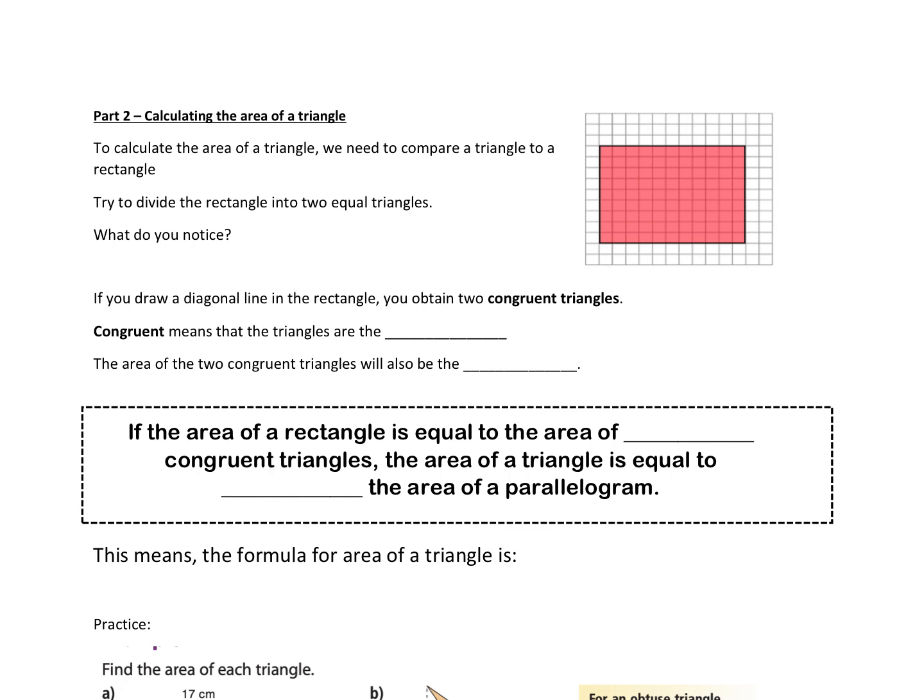All right, now we are going to hop into some triangles, okay? So, to calculate the area of a triangle, we need to compare it to a rectangle. So if I try to divide this rectangle into 2 equal triangles, I can usually do that, right? It may not be perfect, but it is about 2 equal triangles. So when I ask what do you notice, the triangles are the same, right? The triangles are equal.